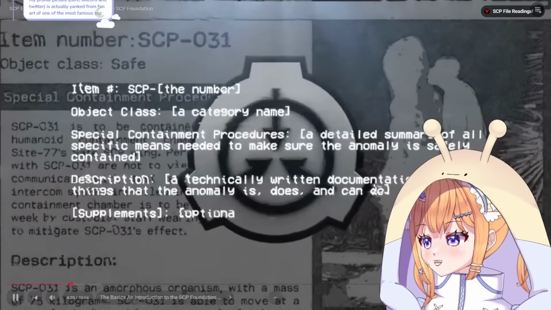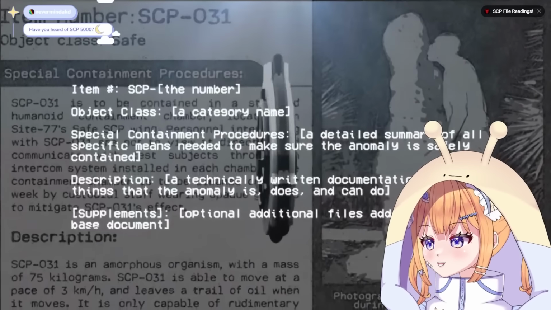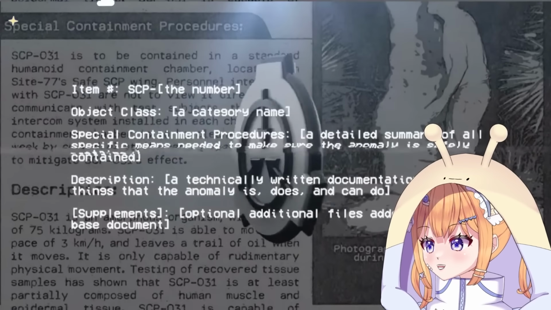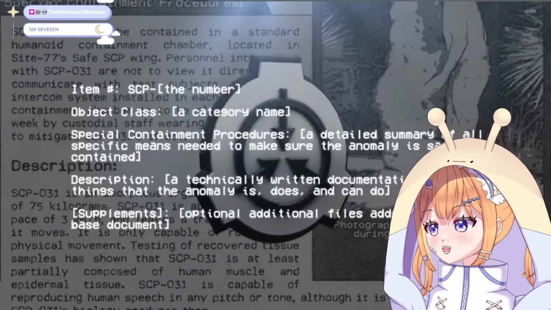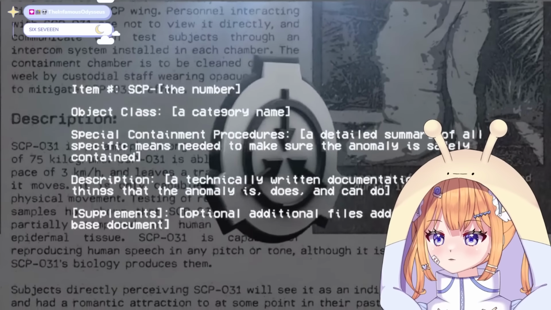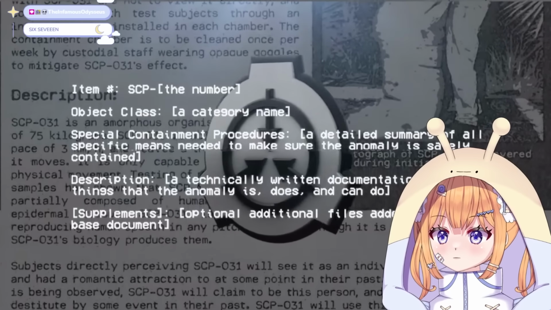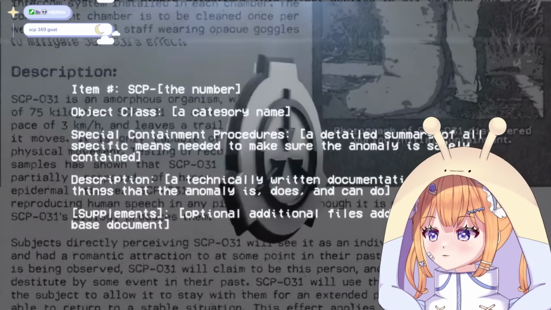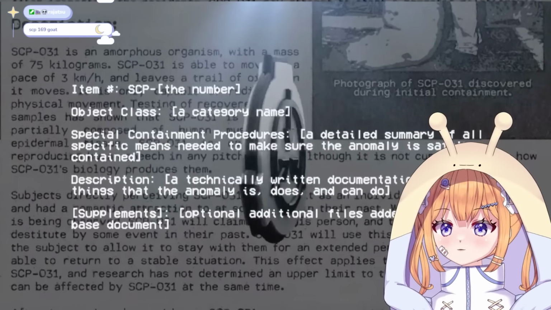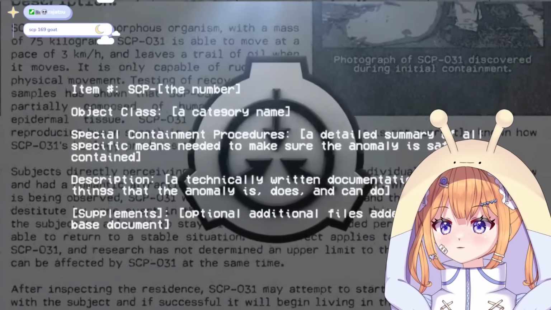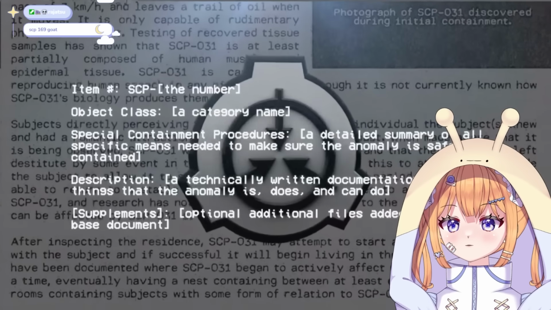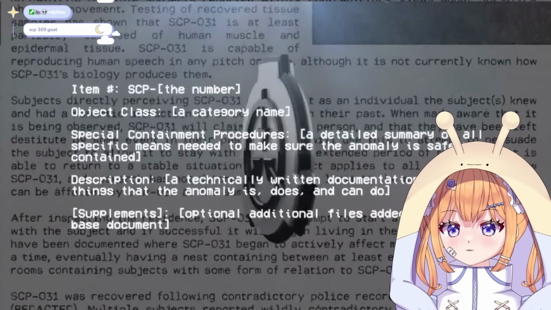An SCP file has a very specific format that, in general, must be strictly adhered to. SCPs are the backbone of the entire franchise. These documents are the set pieces of the universe, showcasing its tone, stories, and possibilities. The basic format of an SCP is as follows. Item number, SCP hyphen, then the number. Object class, then a category name. Special containment procedures, then a detailed summary of all specific means needed to make sure the anomaly is safely contained.